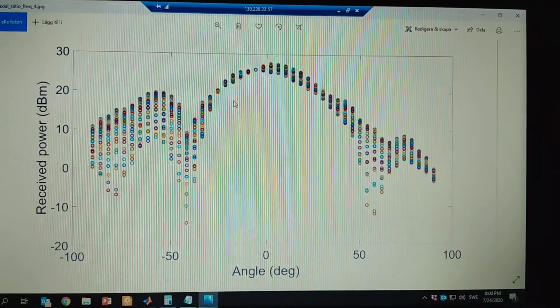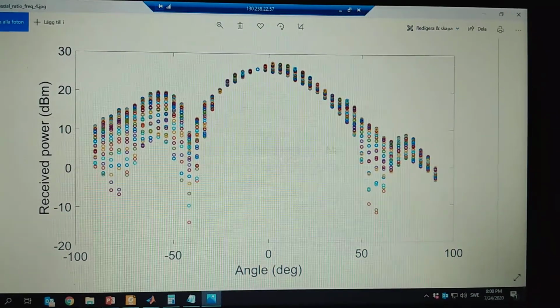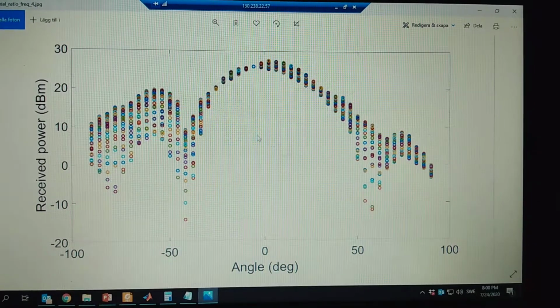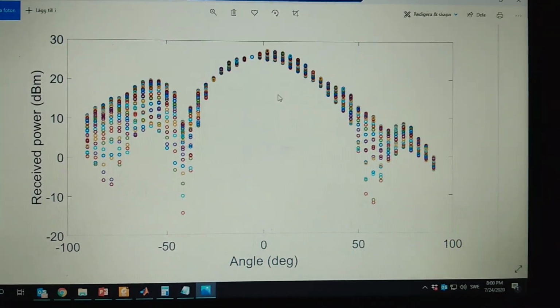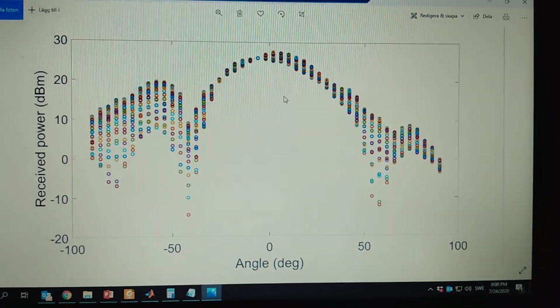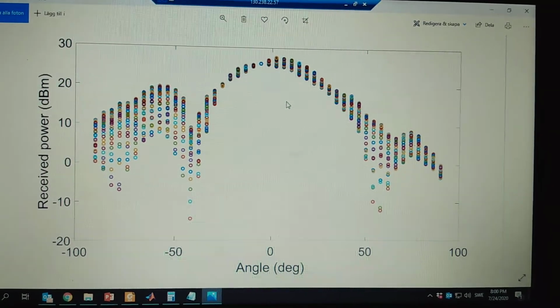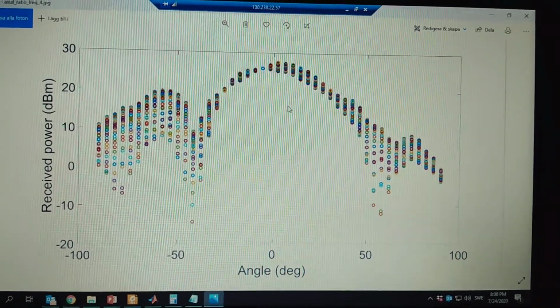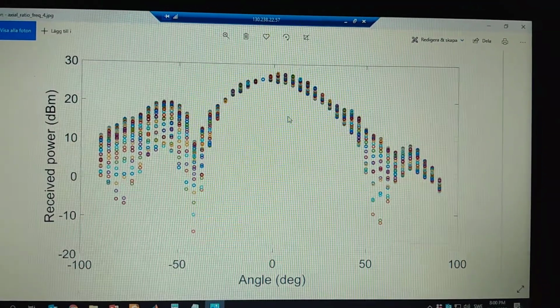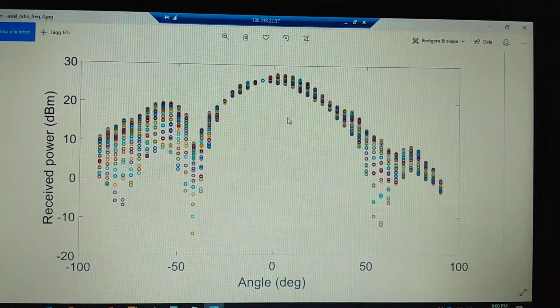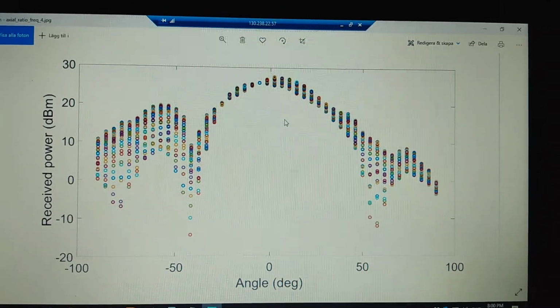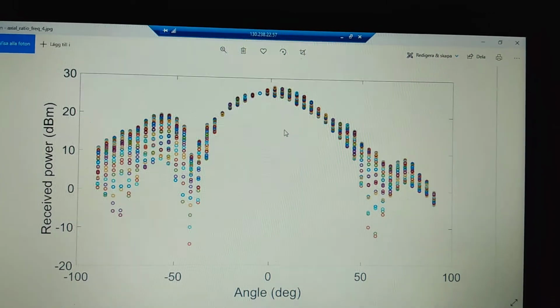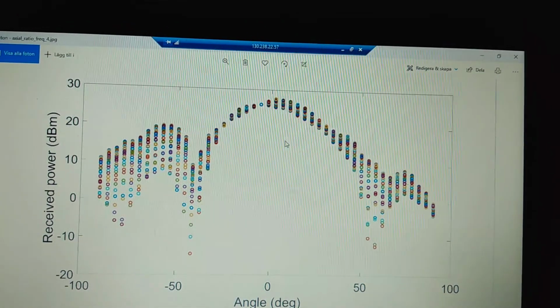So this is what is called the polarization radiation pattern of the circular polarized antenna, and this radiation pattern shows what the axial ratio is at different points, at different angles, when the antenna under test is rotated to different angles.